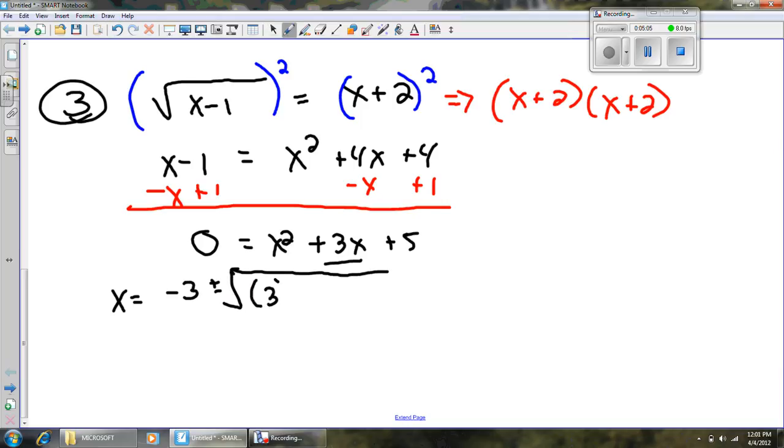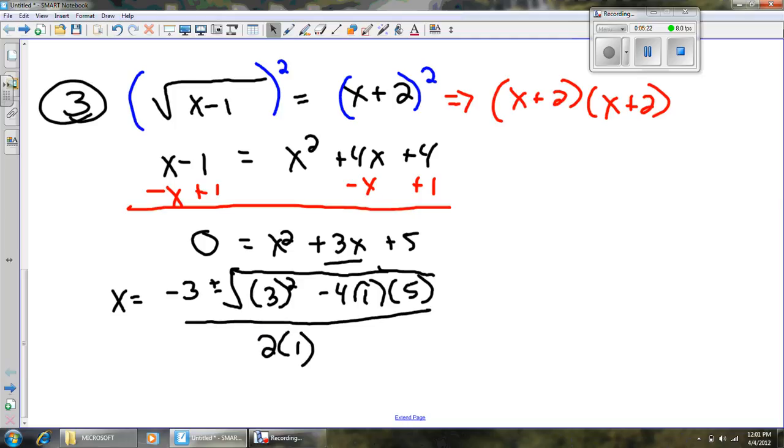Go. 3 squared minus 4a, c. And that whole thing is over a. I check out my discriminant right here. This part right here, my discriminant. I know I'm going to get 9 minus 20, and 9 minus 20 is negative 11.